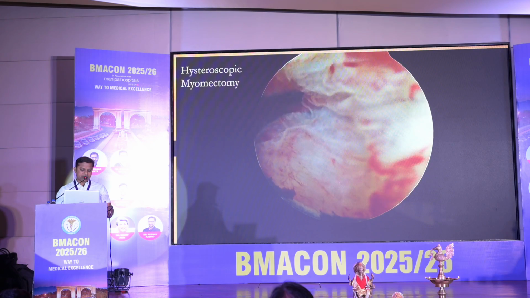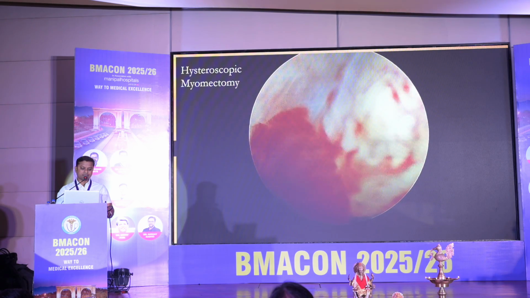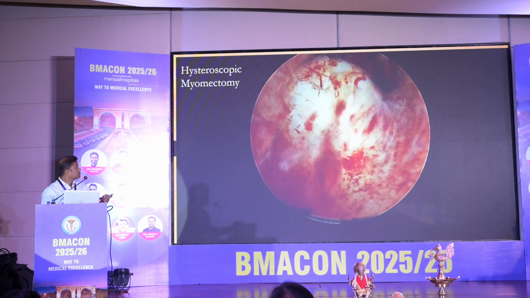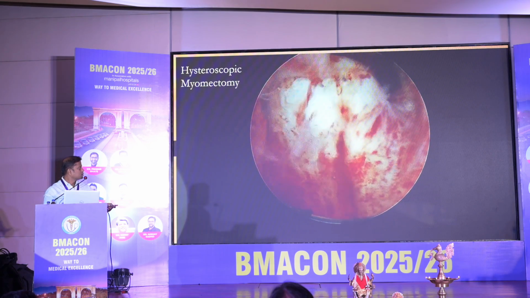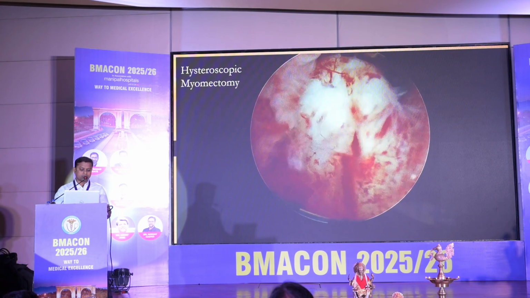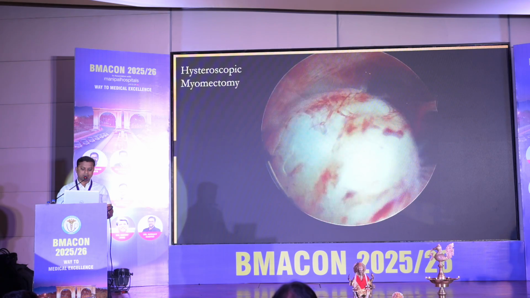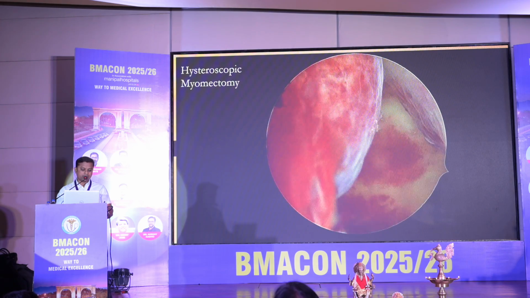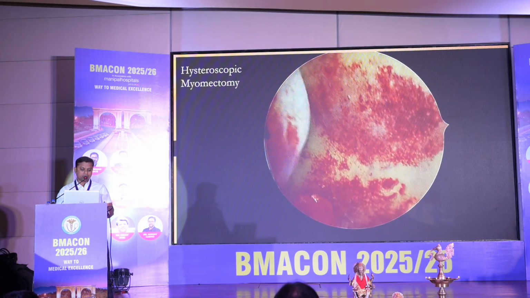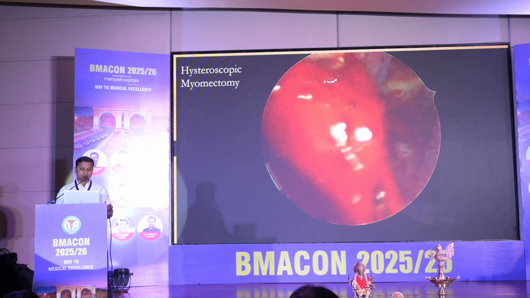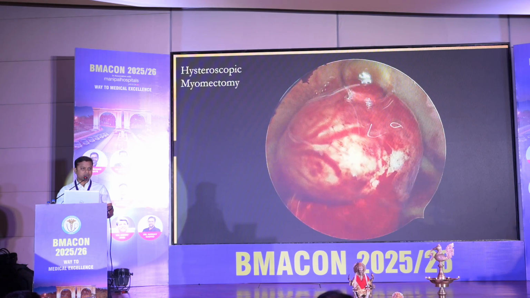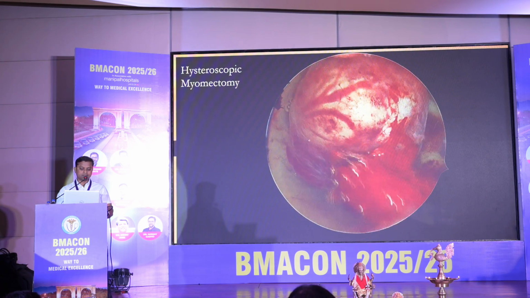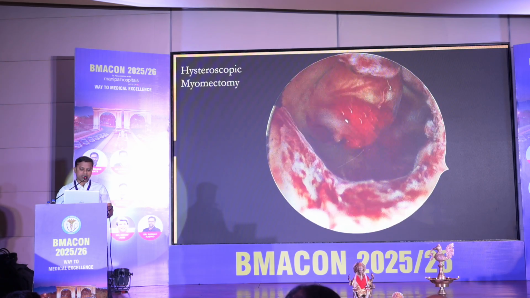This is the resectoscope that we are inserting. Here we can see one single fibroid at the level of internal os. If we go above that, there is one more intrauterine fibroid measuring 3 by 2 centimeters. And it was removed with the help of resectoscope. In this case as well, hysterectomy was avoided.